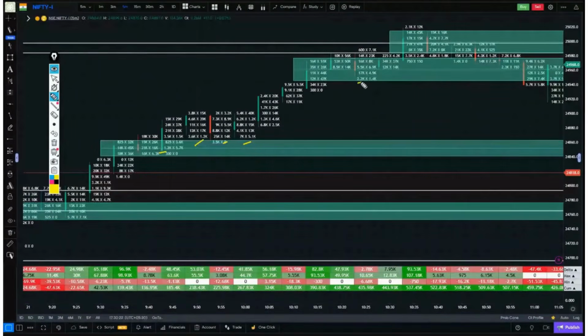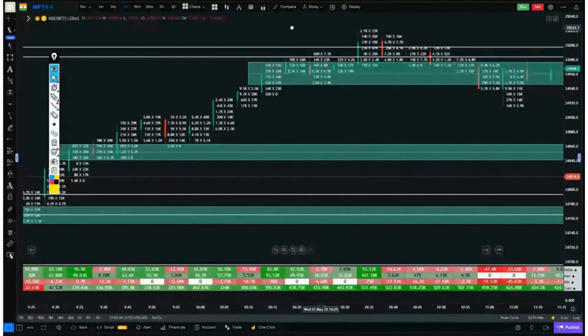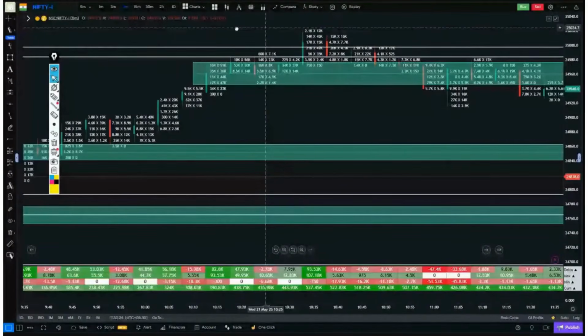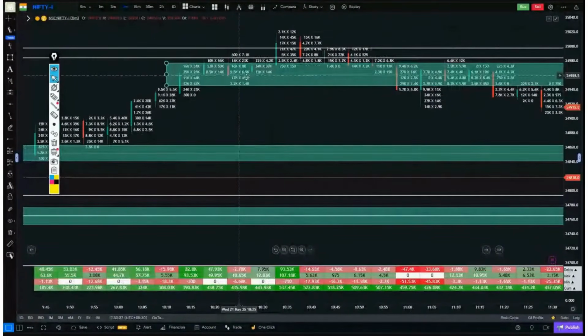Here too, not a single zone on the downside was broken. Look here, in the very next candle, this started happening. So that means this was the place where buying got absorbed. Okay, so there is resistance above and a support zone below.